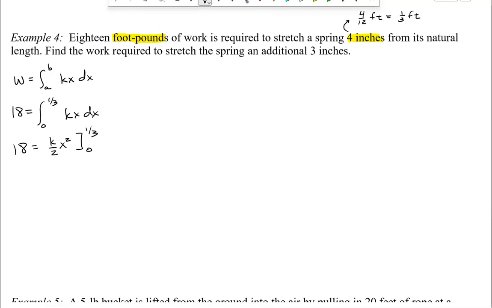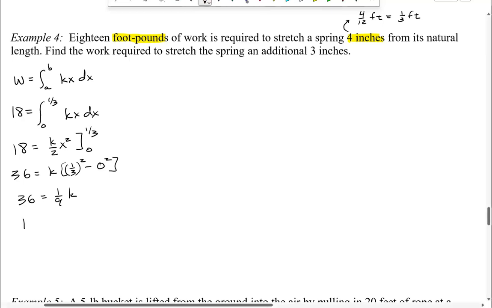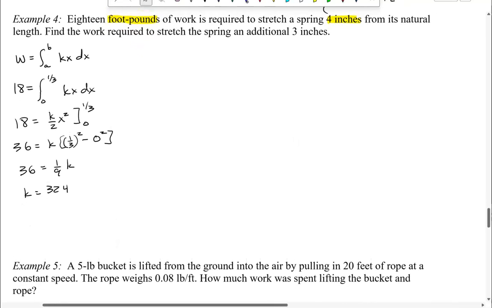I could multiply the 2 to the other side to get a 36 here, and get k times 1/3 squared minus 0 squared, which will give me 36 equaling 1/9 k. If I multiply both sides by 9, we get k is equal to 324. And so there's our spring constant.